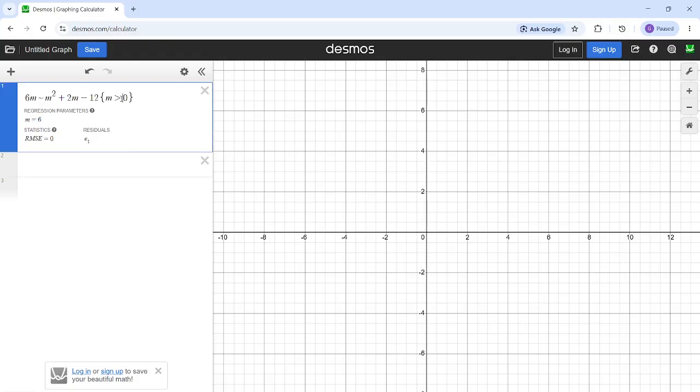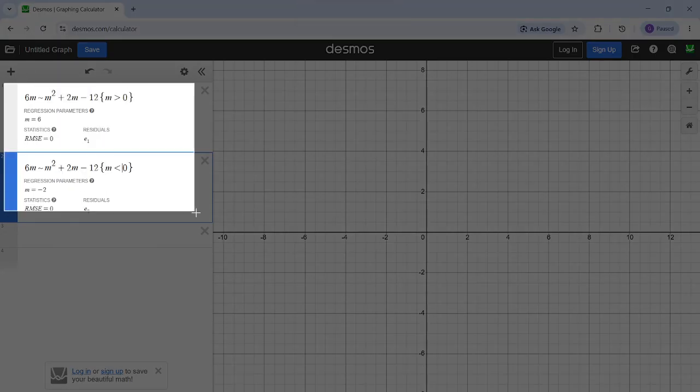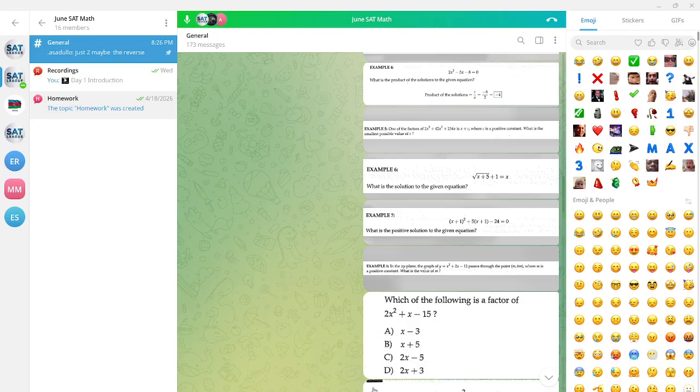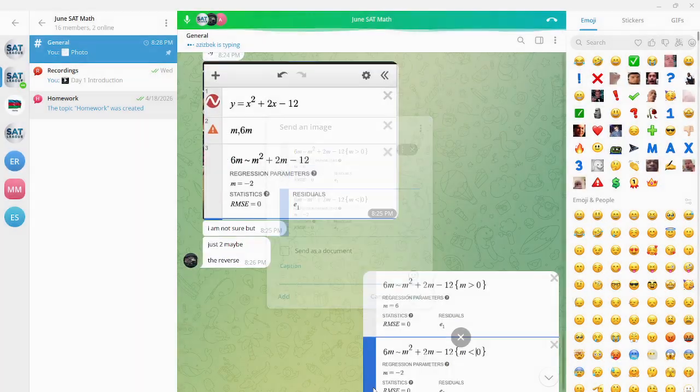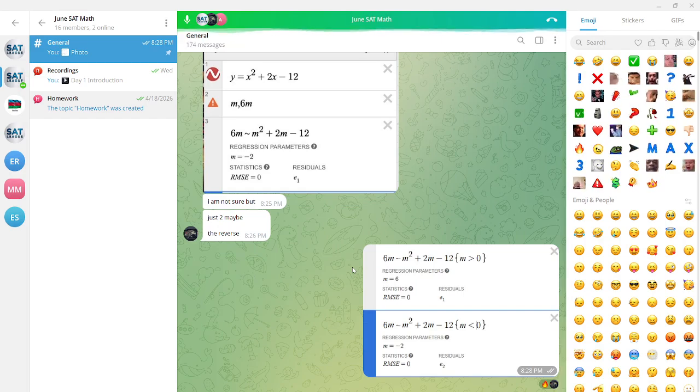This is a trick, guys. You can write down m is less than 0, m is greater than 0. If you write down less than 0, it will show you the negative number. If you write down more than 0, it will show you the positive number, all right? You can do both of them. Just remember this. This trick itself is going to be helpful a lot, especially when you want to get the positive number and it doesn't show the positive number, just like this case.